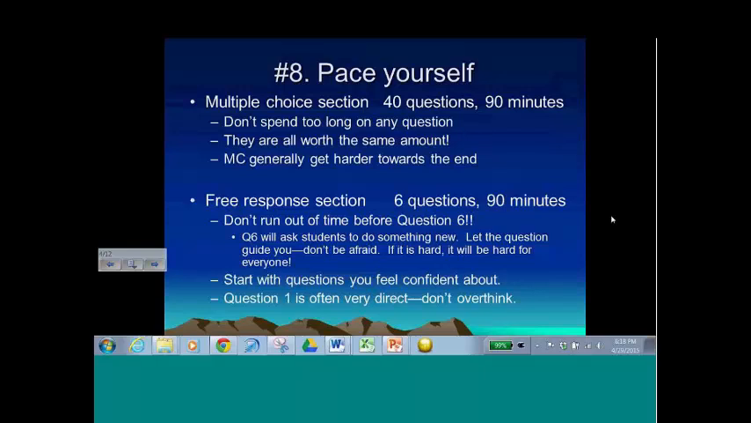So let your students know that in the layout of the exam, there's sort of a new heading and a new set of directions for question 6, but they're allowed to go in any order. And definitely don't save question 6 till the end.